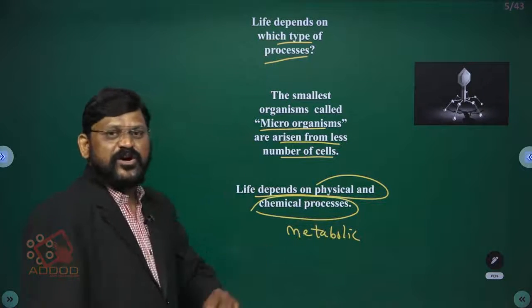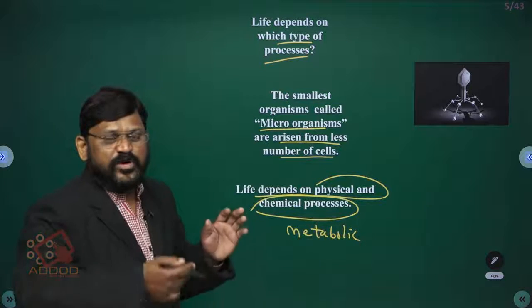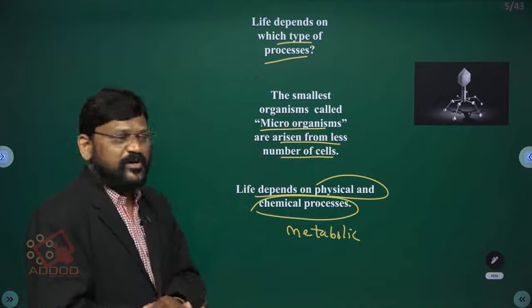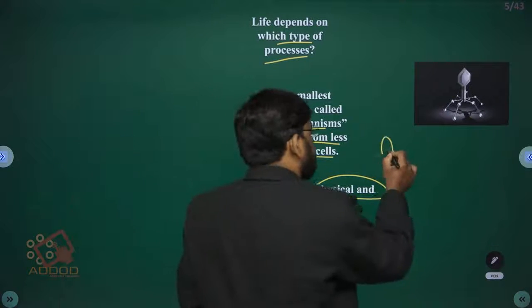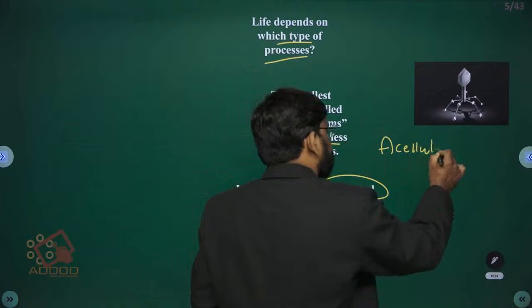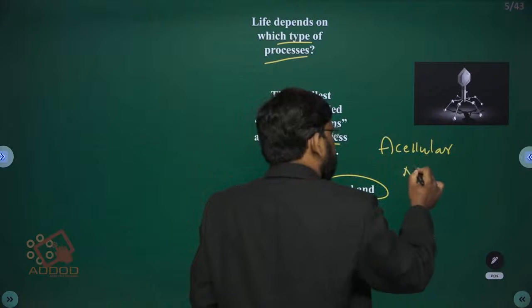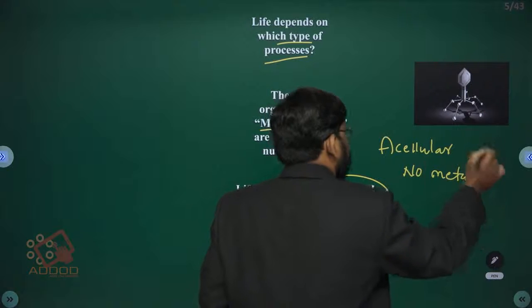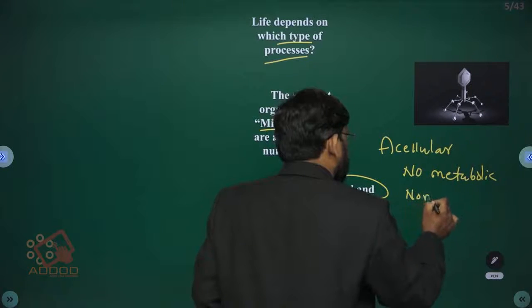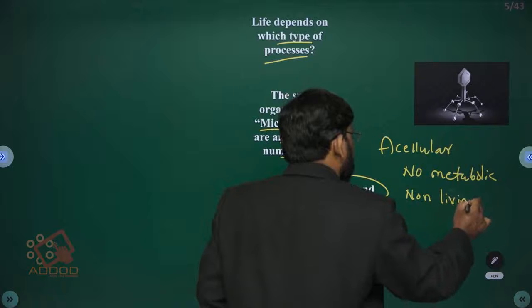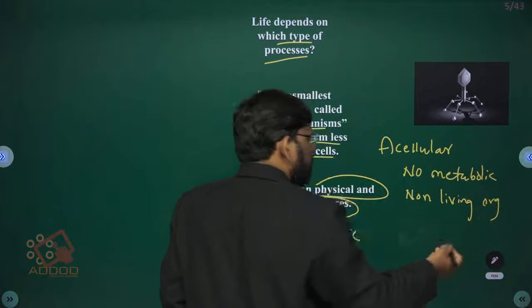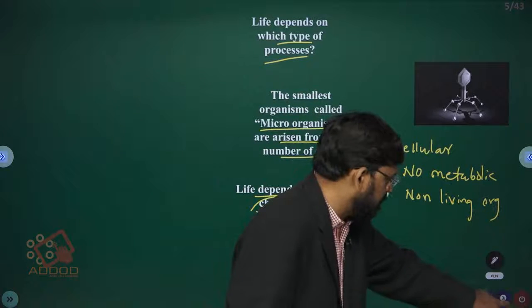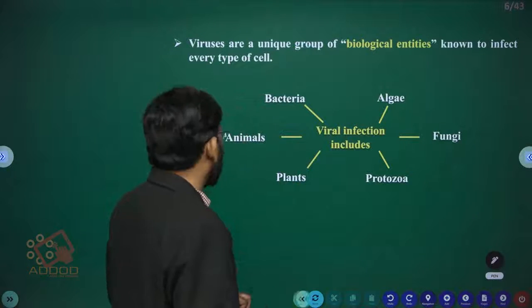Now, is virus a living or non-living organism? Just now we learned what is living and what is non-living. Why? Because virus is acellular, meaning no cell, and no cell means no metabolic activities. So when there are no metabolic activities, what should it be called? A non-living organism. So it possesses non-living characters. Let us see whether it has living characters or not.